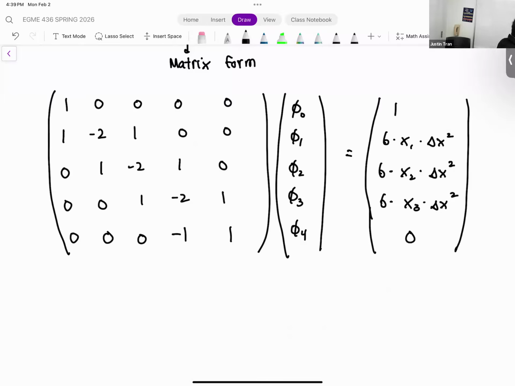Now, a 5 by 5 system like this is probably not the hardest one to solve by hand. So if you enjoy this kind of thing, feel free to solve it by hand. But I'm going to show you how to solve this in MATLAB just to make things a little bit easier. It is a little bit tedious to enter in all of these values, but I think that's easier than solving this by hand.